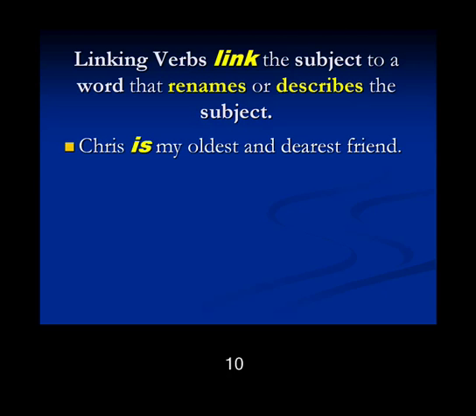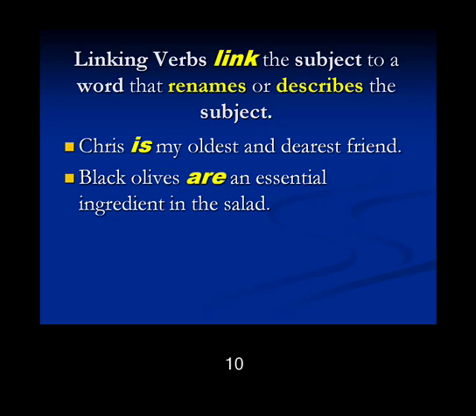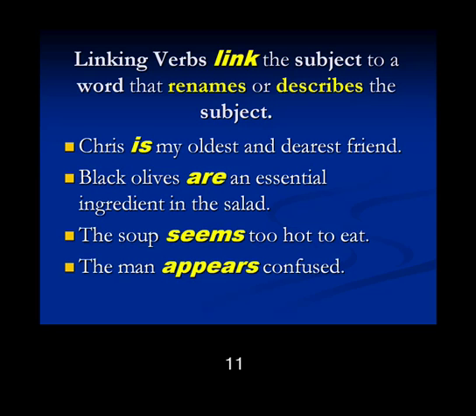Chris is my oldest and dearest friend. Chris is friend. Chris equals friend. Black olives are an essential ingredient in the salad. Olives are ingredient. Olives equal ingredient. The soup seems too hot to eat. Soup seems hot. Soup equals hot. The man appears confused. Man appears confused. Man equals confused.